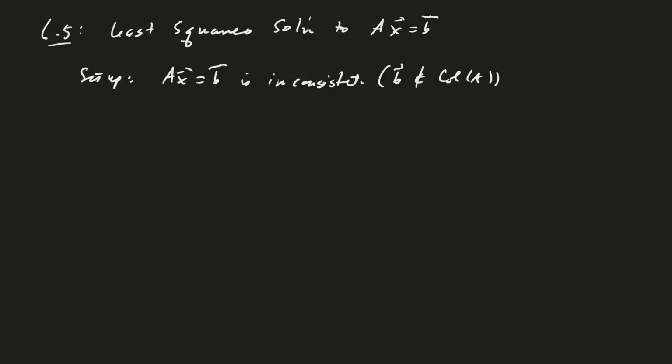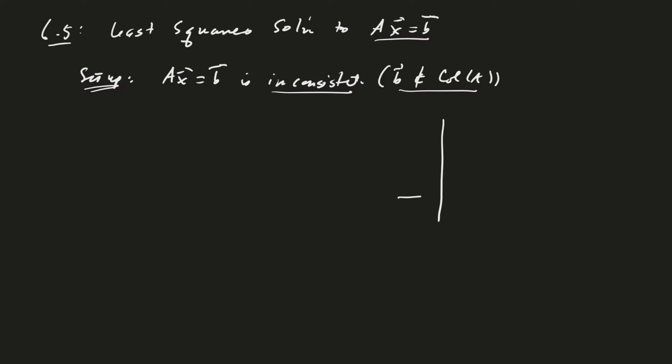Okay, so this is just a quick rehash over what we were talking about before break, and that is the least squares solution to Ax equals b. Our setup here is that Ax equals b is inconsistent, and of course that means that b is not contained in the column space of A, right? Because if b were contained in the column space of A, then Ax equals b would have a solution, because remember that A times x is a linear combination of the columns of A, right?